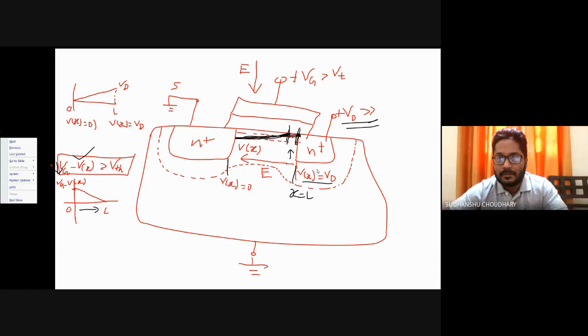Source bulk junction, the reverse bias is fixed, but when you increase Vd, that means the reverse bias across the drain bulk junction also increases. So when reverse bias across the drain bulk junction increases, what will happen to the depletion region? The depletion region will widen under the drain.